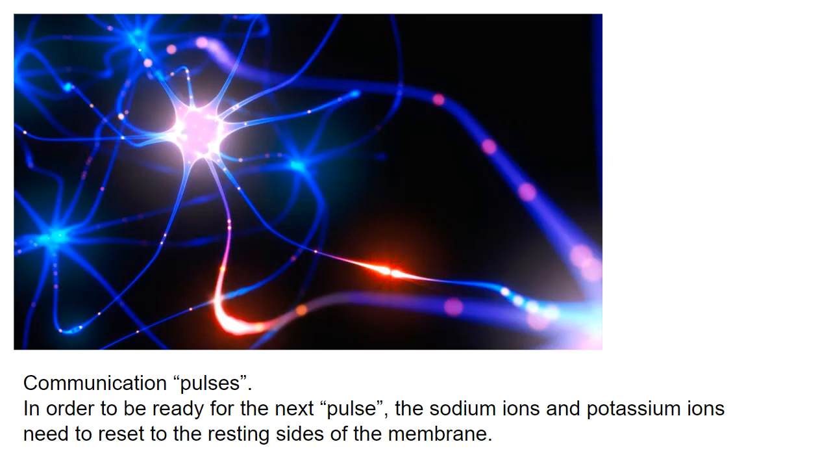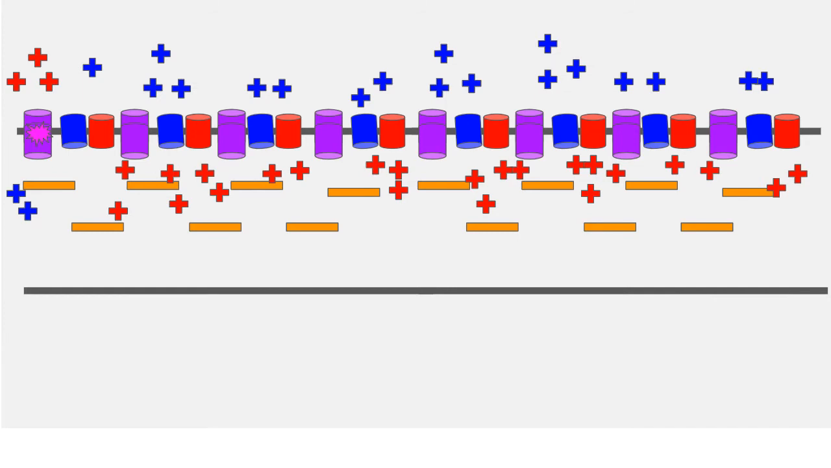But in order to be ready for the next pulse, we've got to put the sodium and potassium ions back to where they belong. So we need to reset the resting sides of the membrane. We reset the voltage, but now things are on the wrong side, so we need to reset the ion concentrations. Now we get involved with the sodium potassium pump, which is going to move these things back where they belong. That requires a lot of ATP, and that's why your nervous system uses so much ATP and so much energy.